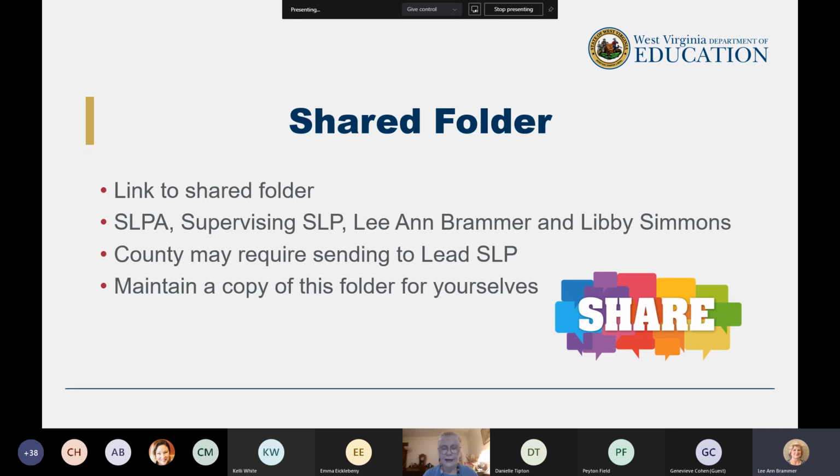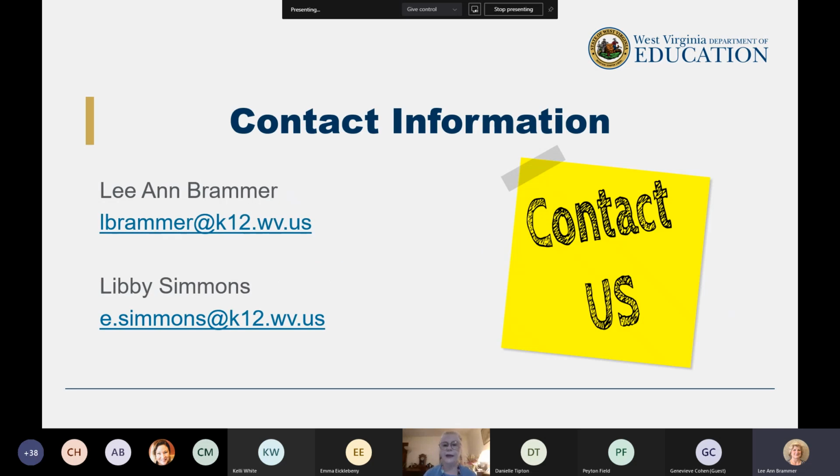So on the next slide, I think we are talking about the shared folder, which I mentioned. You will get a link that is just for you, the SLPA, the supervisor, Leanne, and myself. As you complete this information, you would go ahead and share it. Your county may require that you share it with the lead SLP as well. And then you want to maintain a copy for yourself. So there's the shared folder. You should get the links next week.